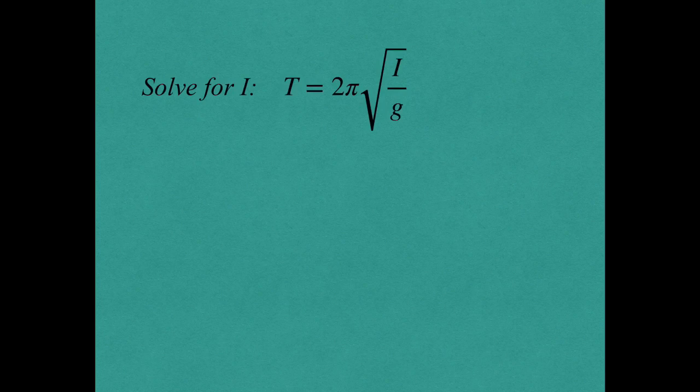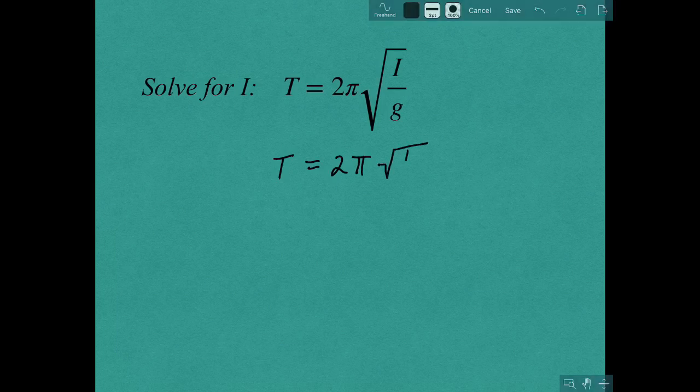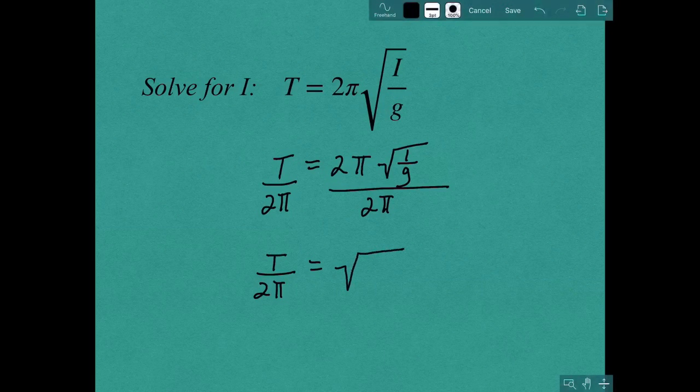In this question, we want to solve for I, so we want to get I all by itself. So we have to get rid of 2 pi, the g, and the square root sign. So doing SAMDEB, the easiest thing to do first would be to divide each side by 2 pi. There are no terms that we can add or subtract from each side. So I'm going to divide by 2 pi on this side and divide by 2 pi on this side. I get t over 2 pi equals the square root of I over g.